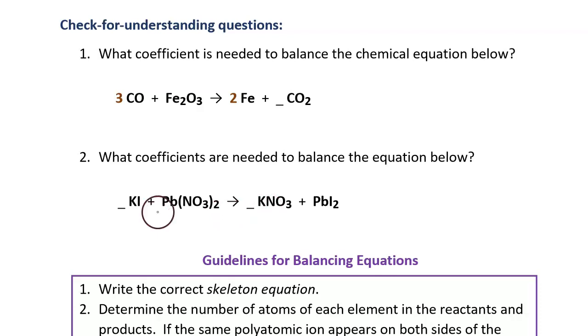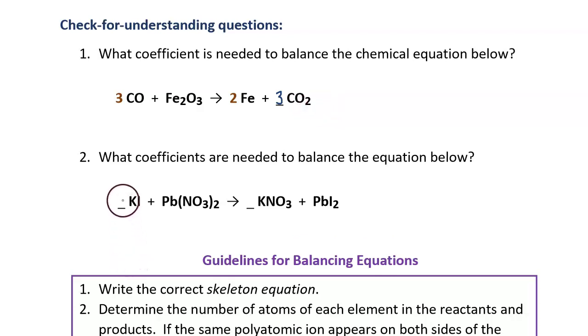And here comes the answer. In number 1, we have 3 carbons. So over here we have to have 3 carbons. We need to have a 3 right there. And let's just make sure that that also balances the oxygens. 3 O's here plus 3 O's here is a total of 6 O's on the left side. On the right side, as soon as we put that 3 there, 3 times 2 is 6 O's.